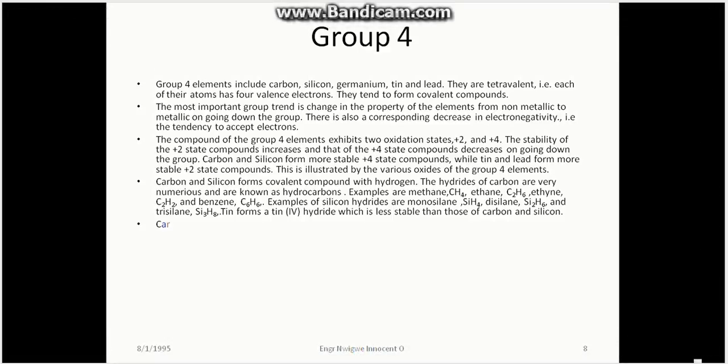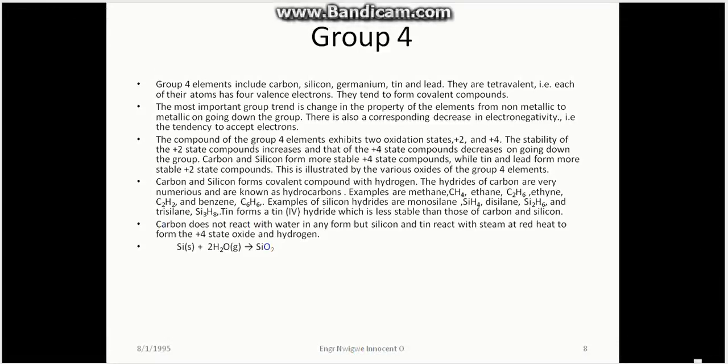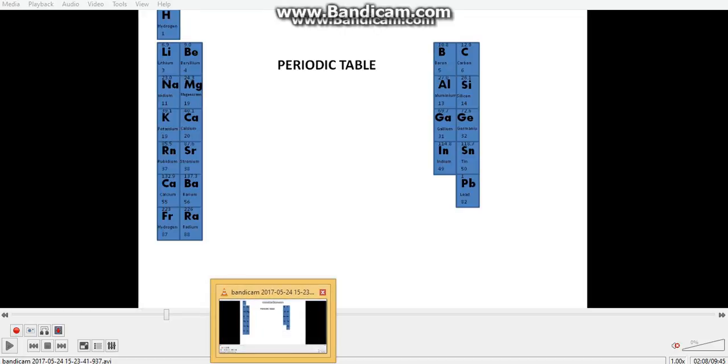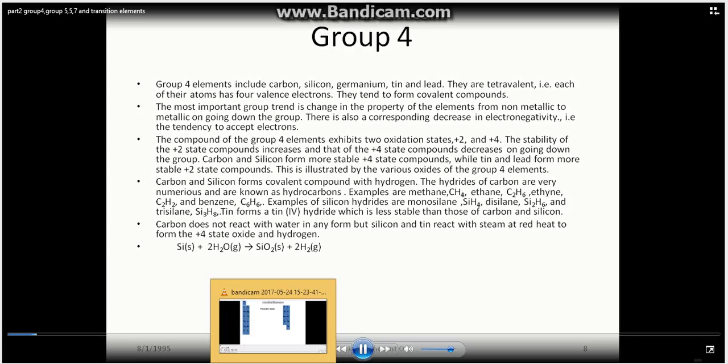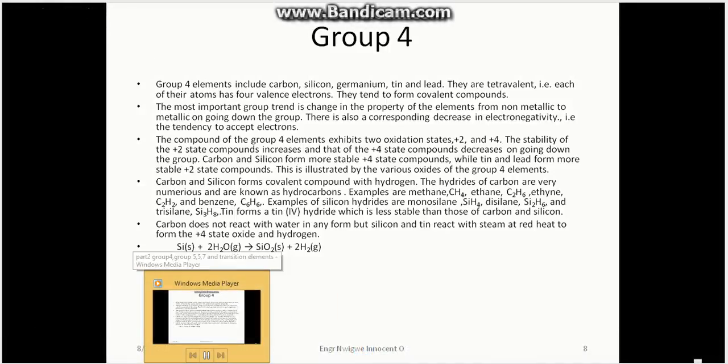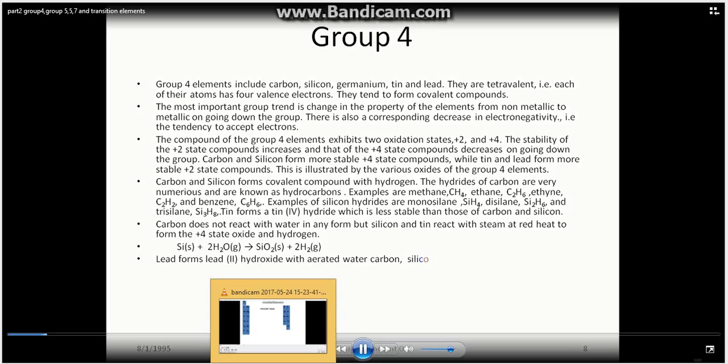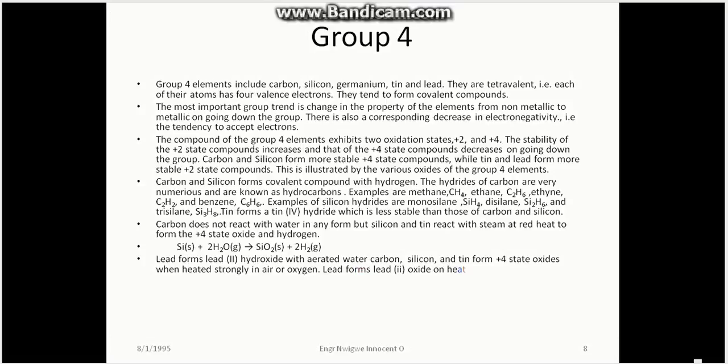Tin reacts with steam at red heat to form the tin(IV) oxide and hydrogen. Silicon solid plus 2 molecules of water gas gives silicon oxide plus 2 molecules of hydrogen. Lead forms lead(II) hydroxide with saturated water. Carbon, silicon, and tin form the +4 oxide when heated strongly in air or oxygen. Lead forms lead(II) oxide on heating in air.